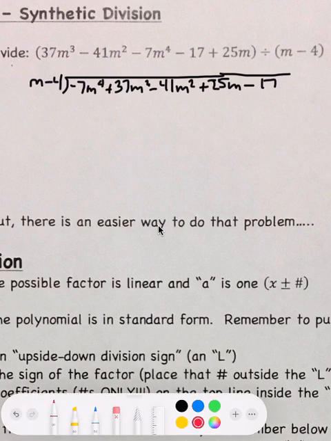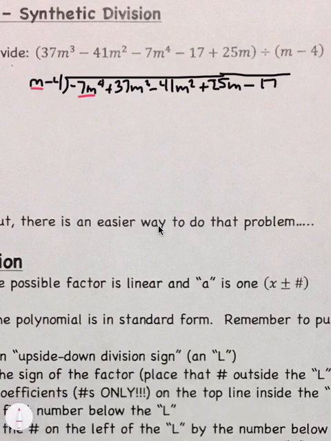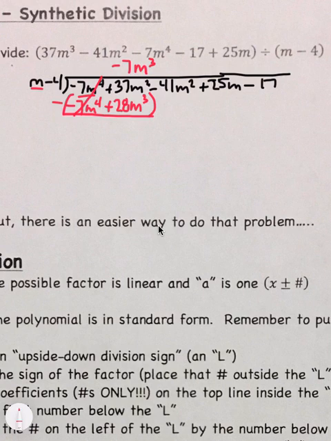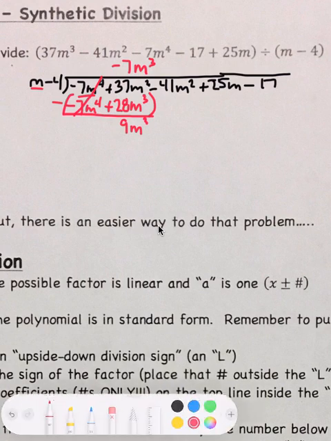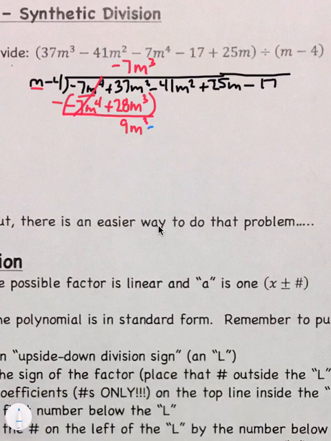Okay, so we go highest degree inside by highest degree outside. That is negative 7m to the third. So when we multiply that through, we're always going to match up these first terms as best as we can. So negative 7m cubed times negative 4 is 28m cubed, and then we got to subtract. So that's going to get rid of that. And it's going to make 37 minus 28, which is 9m cubed. Then we need to bring down the next one, minus 41m squared.